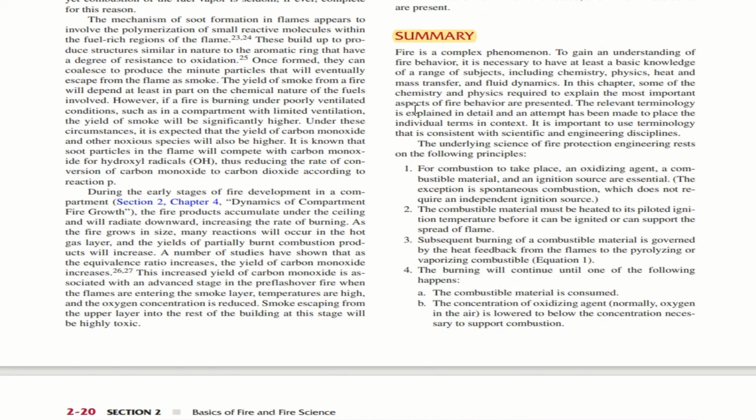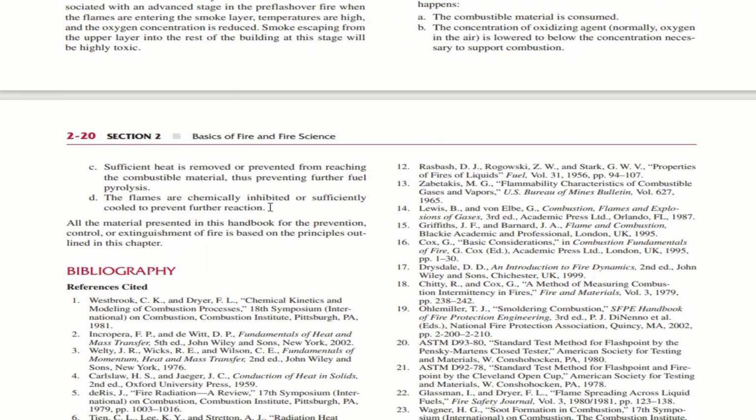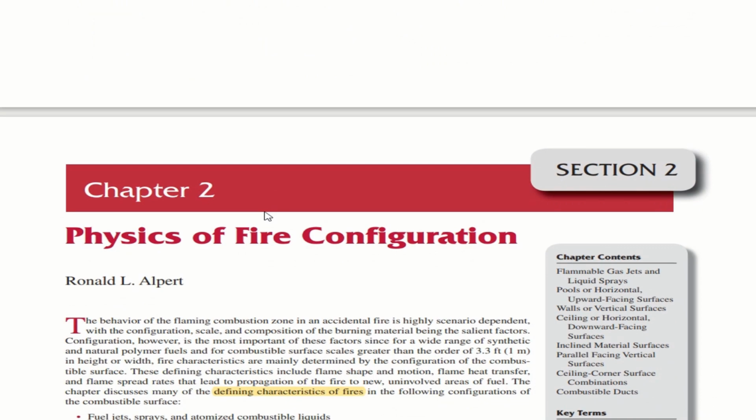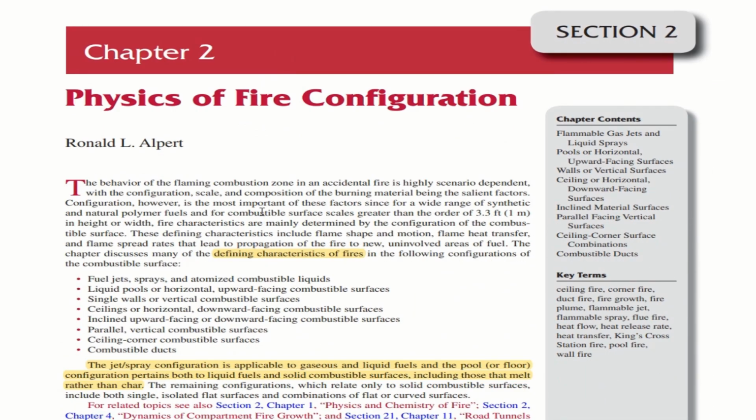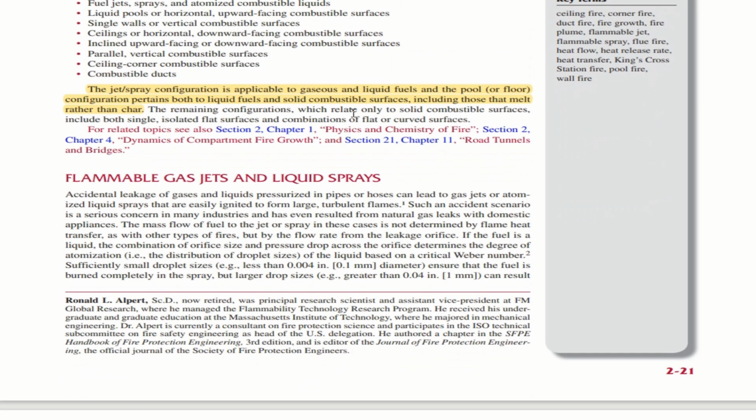The relevant terminology is explained in detail and an attempt has been made to place the individual terms in context. It is important to use terminology that is consistent with scientific and engineering disciplines. So from this paragraph, I believe you have got a good understanding of what this particular chapter 1 covers. So just go through this summary, you will get an idea. So now we will jump into chapter 2. In section 2, physics of fire configuration. Here they are defining the characteristics of fires. So we'll just have an idea.